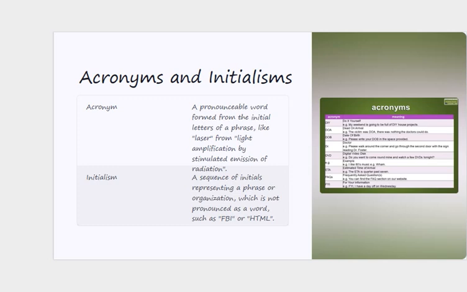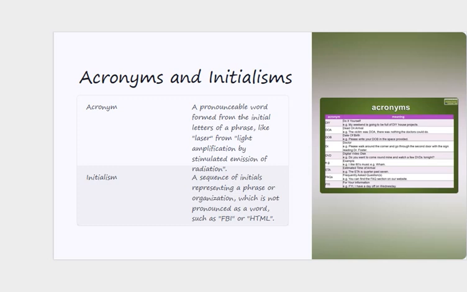Next, we have the acronyms and initials. Acronyms and abbreviations, these are the two popular terms. So acronyms and initials both are the abbreviation somewhere. Abbreviation refers to the shortened form of a word to give the meaning.